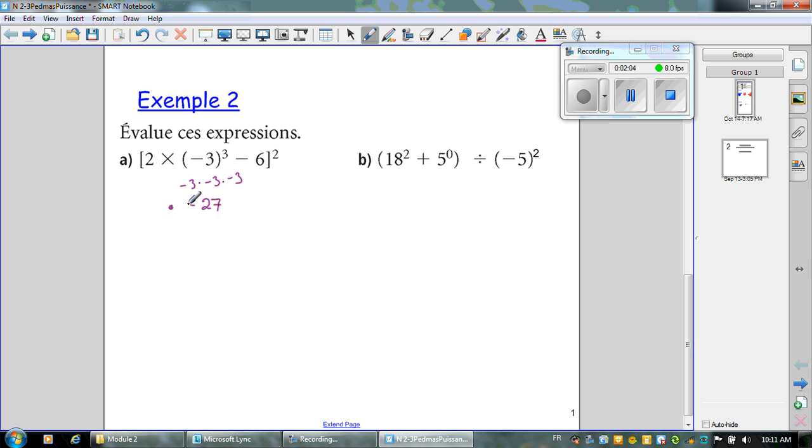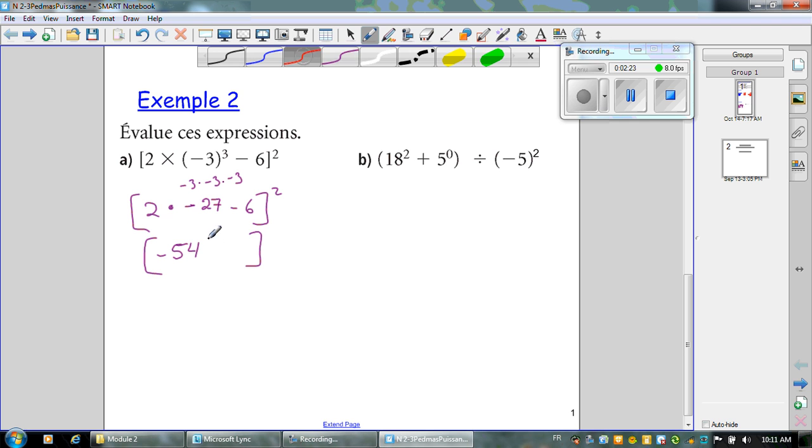So I have to multiply that by 2, and then I have to minus 6, and then I have to square. That's the order I have to do. So 2 times negative 27, that's negative 54. I have to take away 6.